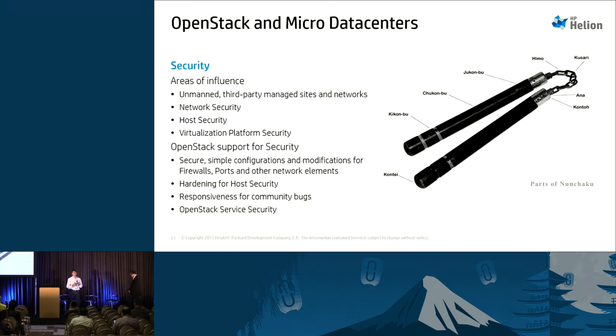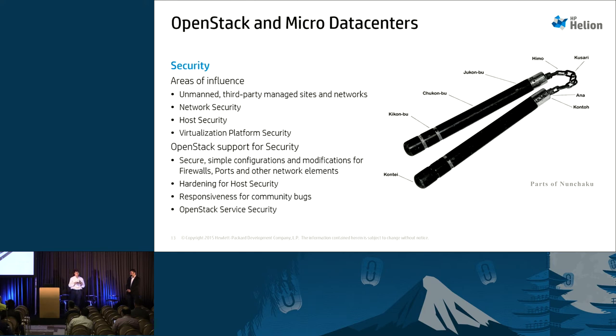Security, again, is one area where in-house tests do not stand up to actual environments and actual challenges. When you have a micro data center, it's going to be located somewhere else, kept under lock and key. You're also going to deploy your services onto a customer with whom you practically have no control. So there are unmanned third-party sites and networks. It's essentially a recipe for trouble when it comes to security.